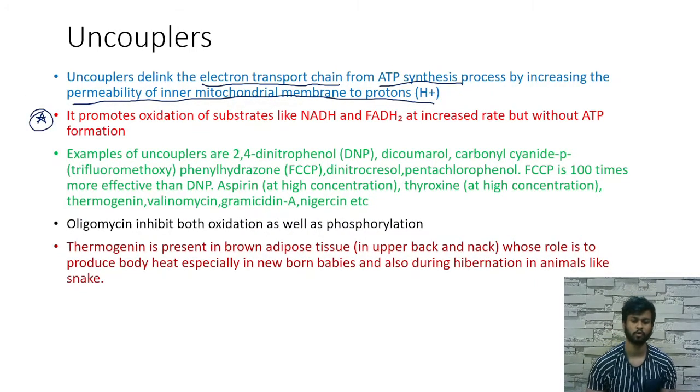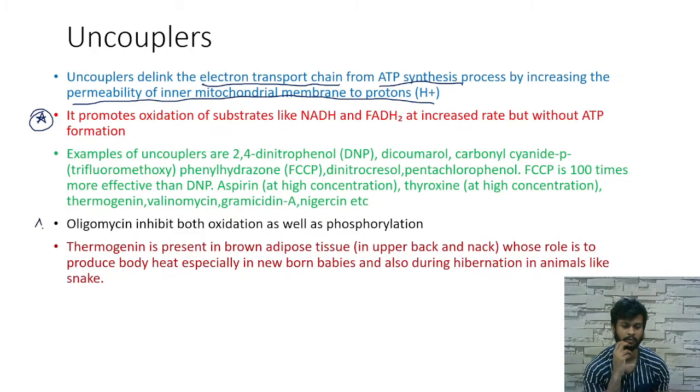Examples of uncouplers are 2,4-dinitrophenol, dicumarol, carbonyl cyanide trifluoromethoxyphenylhydrazone (FCCP), dinitrocresol, and pentachlorophenol. FCCP is 100 times more efficient than DNP in behaving as an uncoupler. Others include aspirin at high concentration, thyroxine at high concentration, thermogenin, valinomycin, gramicidin A, nigericin, etc.